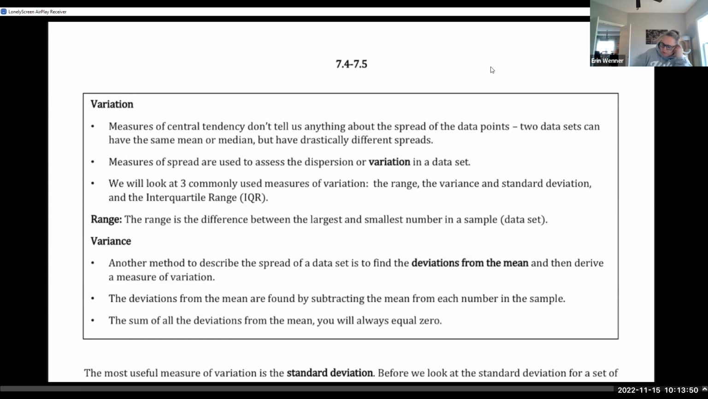So the range, again, is the difference between the largest and smallest number in a sample or data set. So if I had, say, data set 1, 2, 5, and 8, the range would be 8 minus 1, which is 7. Another method to describe the spread of a data set is to find the deviations from the mean and then derive a measure of variation. The deviations from the mean are found by subtracting the mean from each number in the sample, and the sum of all the deviations from the mean will always be 0.